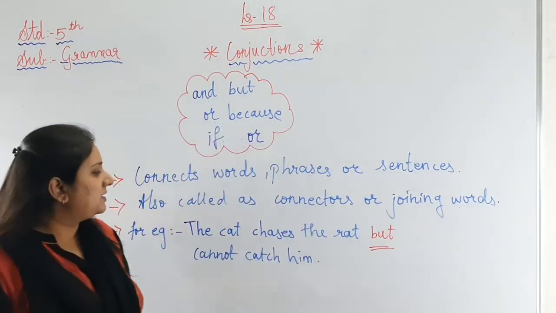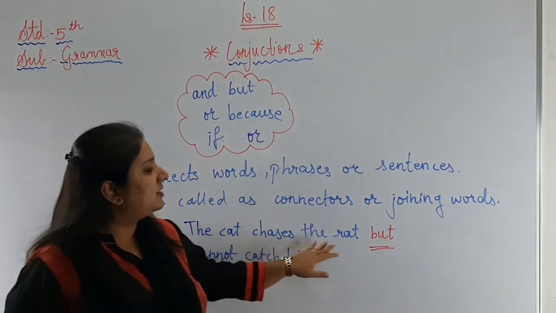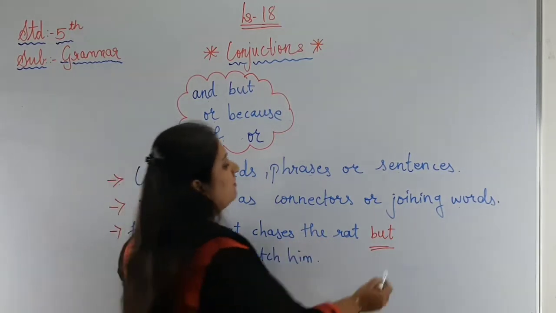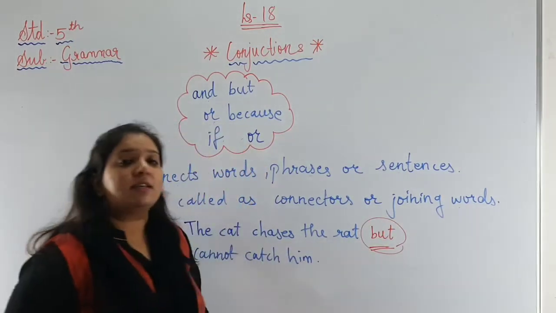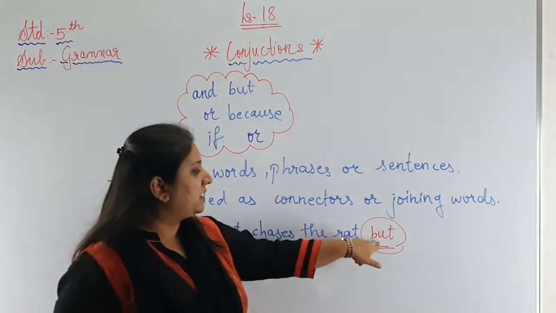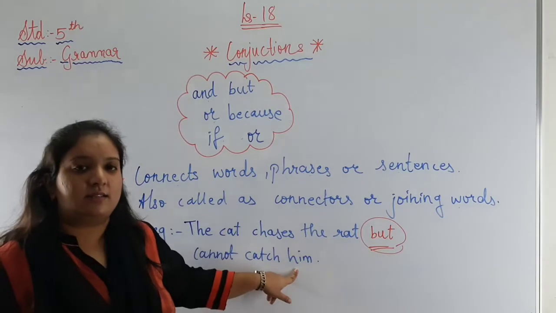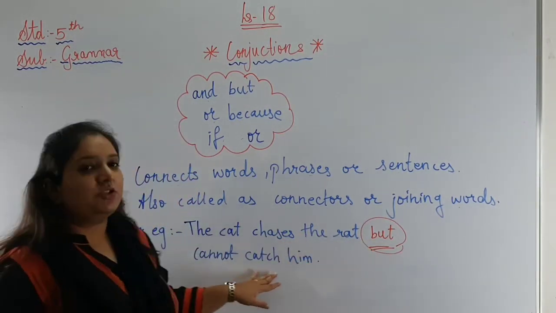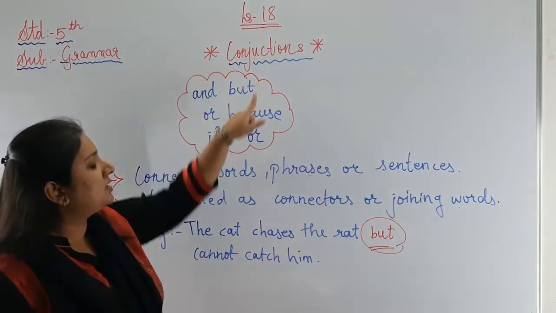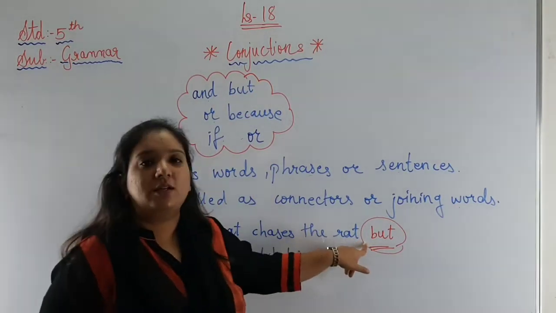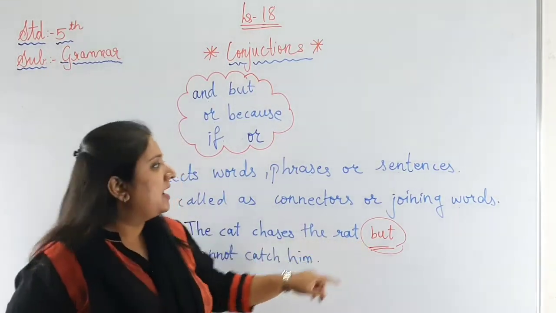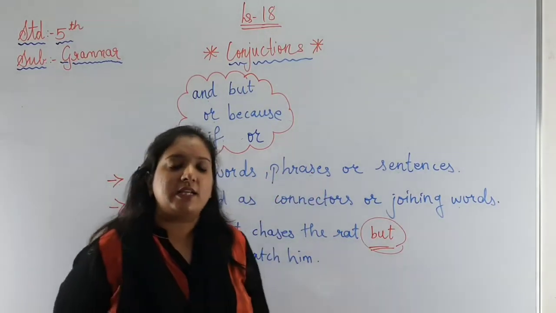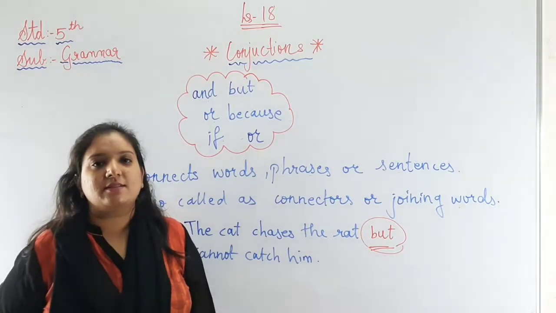For example, if I say, the cat chases the rat, cannot catch him. Without the conjunction but, the sentence is incomplete. What is but doing? It is joining these both sentences. The cat chases the rat but cannot catch him. So conjunctions are the connecting words. They are the connectors and they connect the words, phrases or sentences to the other parts of sentences.